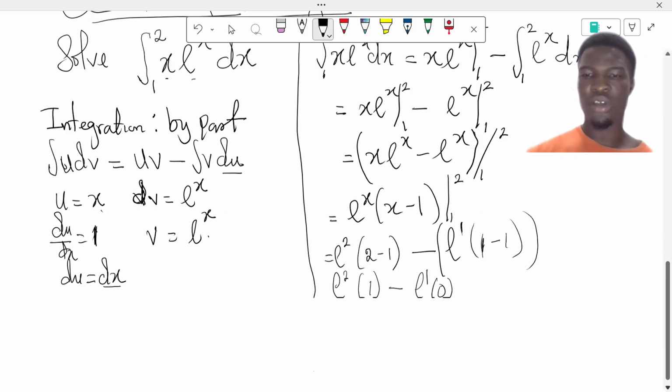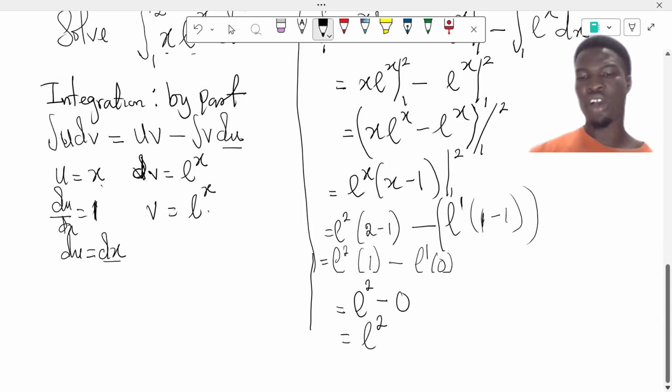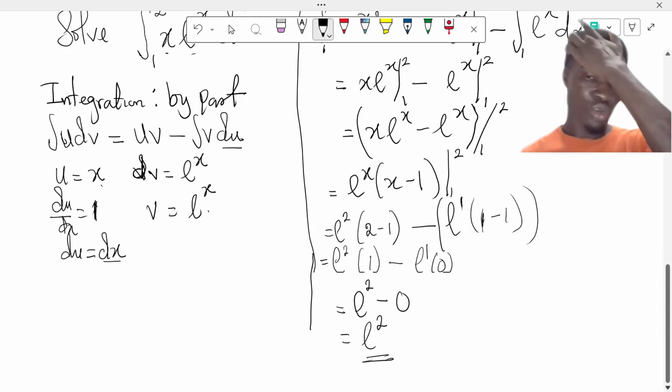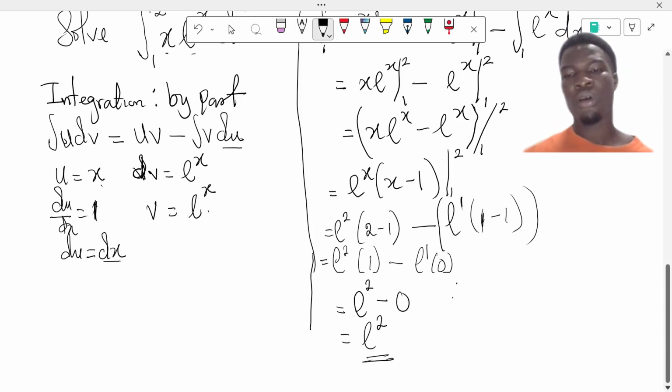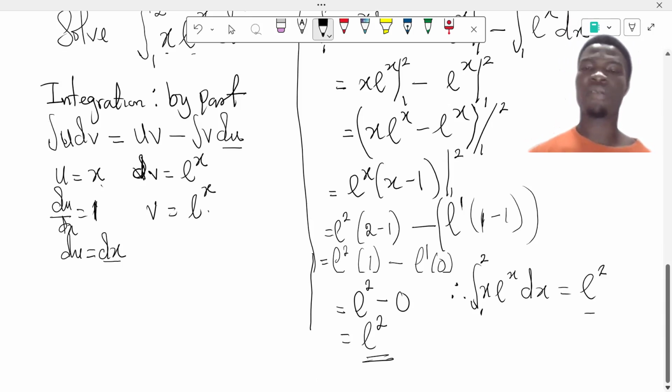Exponential 2 multiplied by 1 gives exponential 2, minus exponential 1 times 0, which is 0. That means the answer is exponential 2, and if you punch your calculator for exponential 2, you would have the value. So the integral of x exponential x from 1 to 2 dx is exponential 2. That's the final answer.